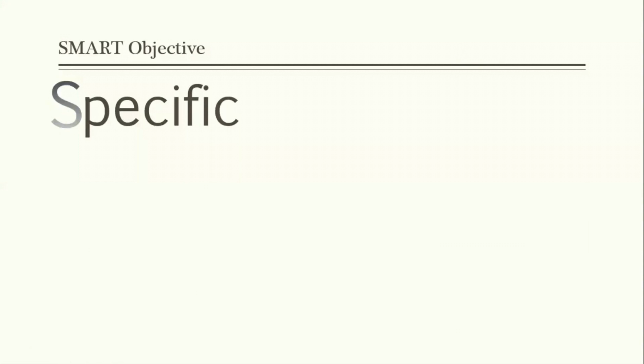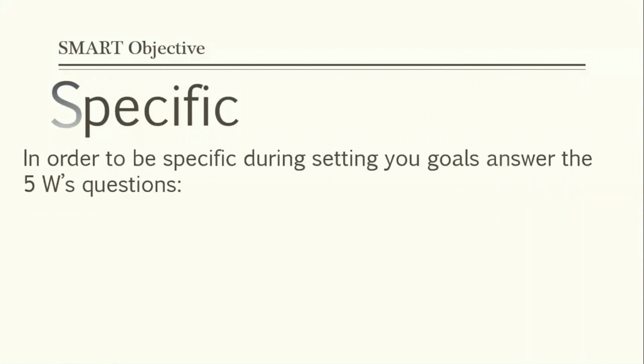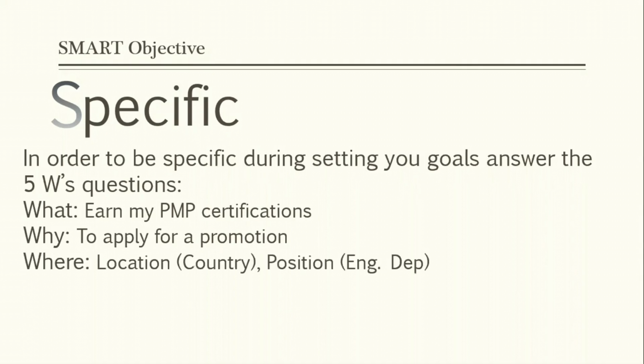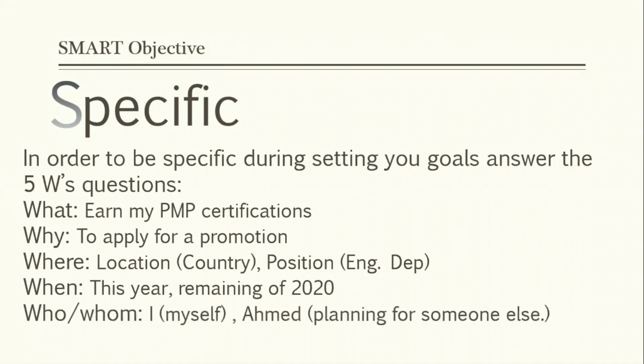Therefore, in order to be specific, when you are setting your goals, you need to answer the 5W questions. What are the 5W questions? What? As an example, I would like to earn my PMP certification. Why? To apply for a promotion. Where? You can mention a country. You can mention the position itself that you're looking for. When? This year, the remainder of 2020. And definitely you need to use one of them, who or whom. If you are planning for yourself, it will be I. And if you're planning for someone else, you need to spell their name out.